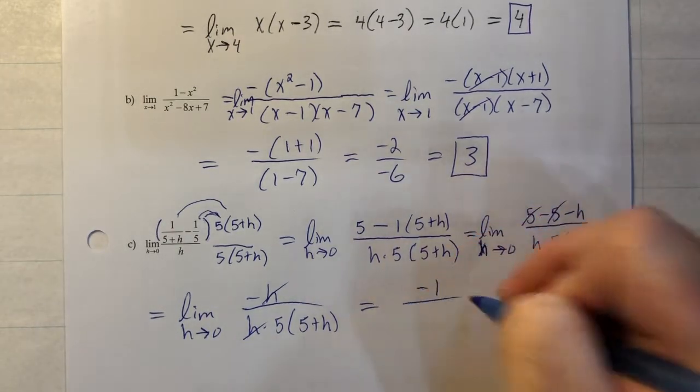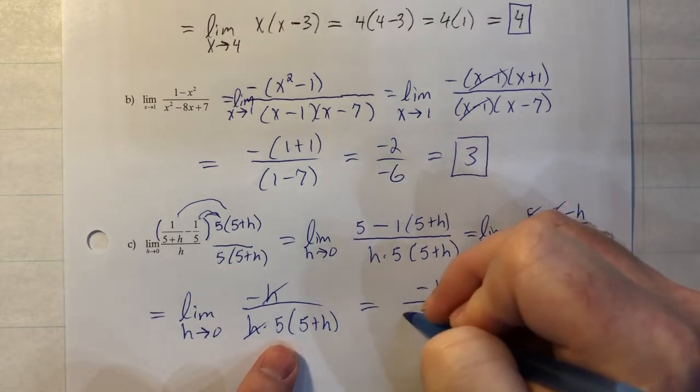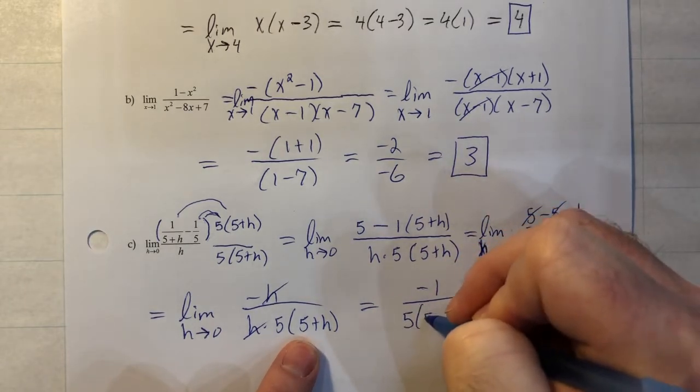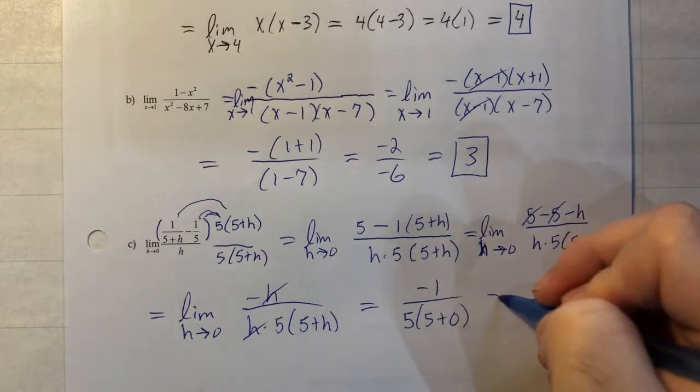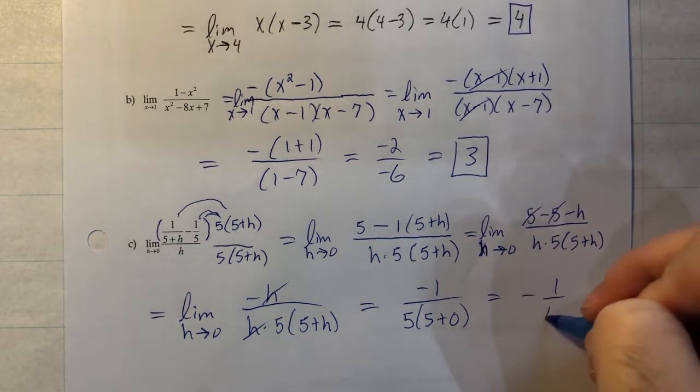Up top I just have that -1. In the bottom I have this 5, and I have that 5, and I have plus h, which is going to 0. Looks like we're getting -1/10 for that one.